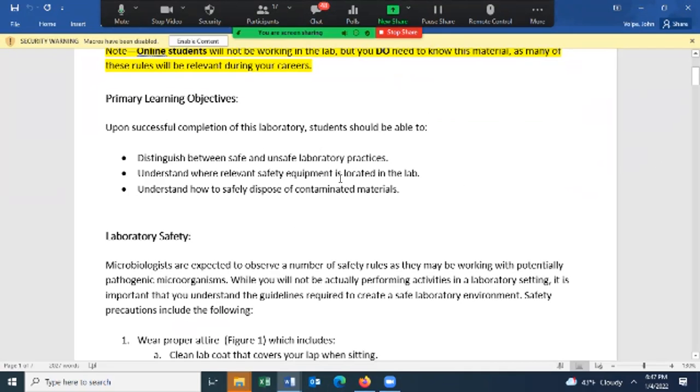Distinguish between safe and unsafe laboratory practices. Understand where the relevant safety equipment is located in the lab, like the fire extinguisher, things like that. We'll talk a little bit more about that. Understand how to safely dispose of contaminated materials.